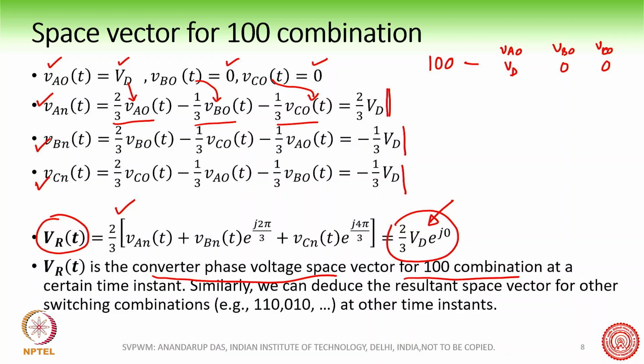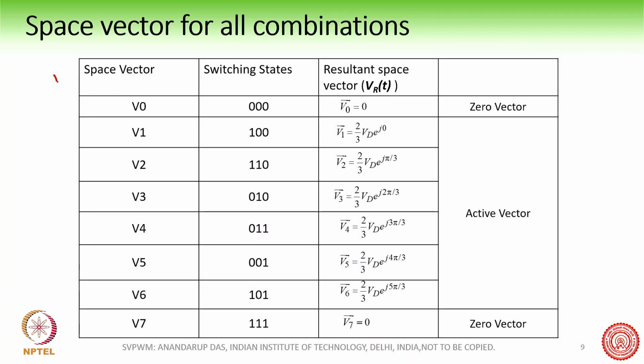Now similarly, we can do this exercise for all the other switching combinations. There are a total of 6 active switching combinations and 2 zero combinations. If you take the 6 active combinations, for example 1 1 0, 0 1 0 and so on, which we will be using at some other time instance, then you can make this table here. What does this table show? If you use the switching state combination of 1 0 0, which we have just derived in the previous slide, you get this value of 2/3 VD at an angle 0.